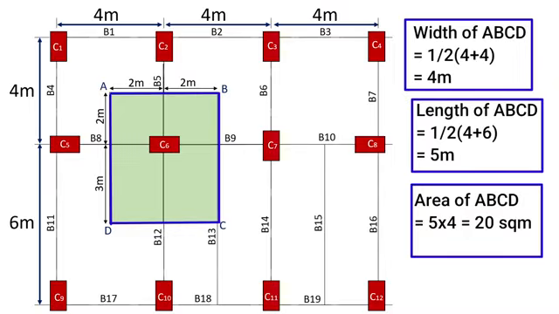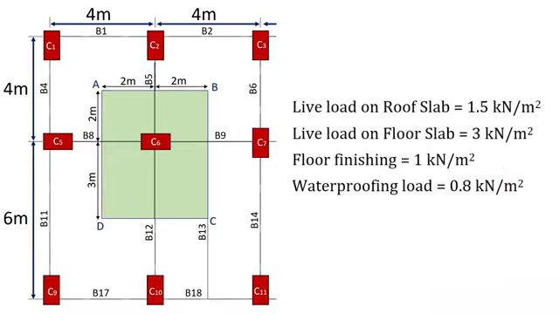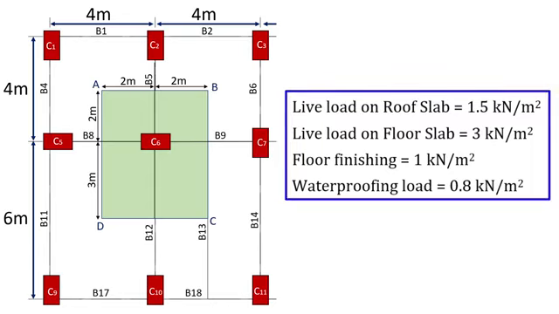Now let's assume some data as per the code. Live load on roof slab is assumed to be 1.5 kN per meter square. Live load on floor slab 3 kN per meter square. Floor finishing 1 kN per meter square and waterproofing load is assumed to be 0.8 kN per meter square.